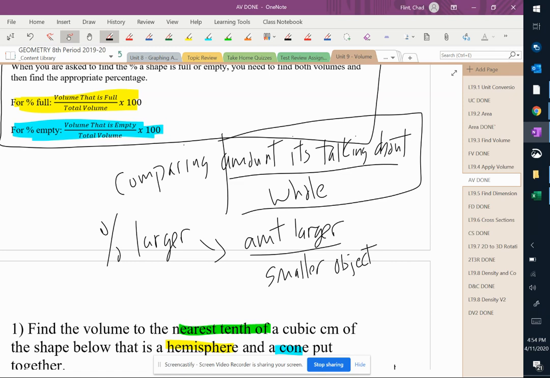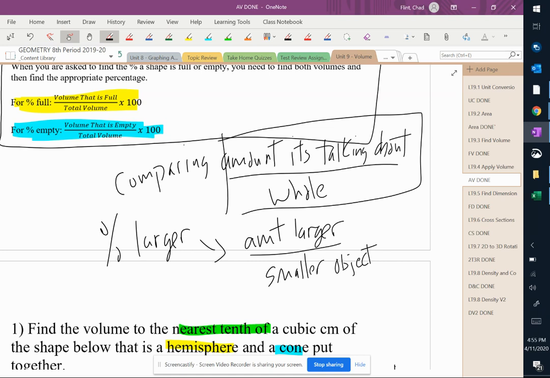So you really got to think about these percent problems. What does it want you to know about? It'll always say what percent larger is it, percent smaller, percent full, percent empty, what percent more will it take, where you'd be comparing the amount that's left to the total amount. You just got to really think about these percent questions.